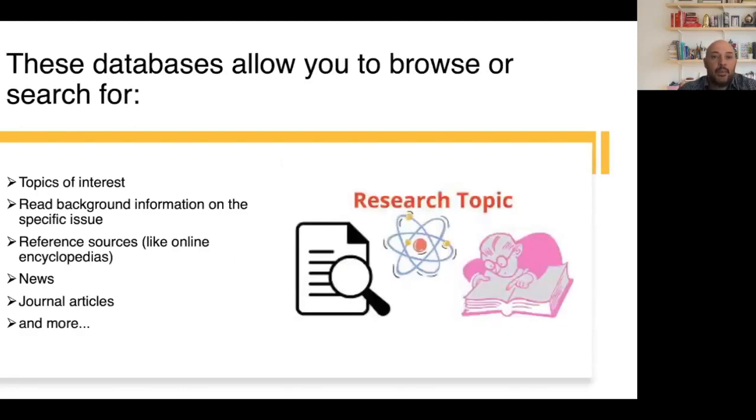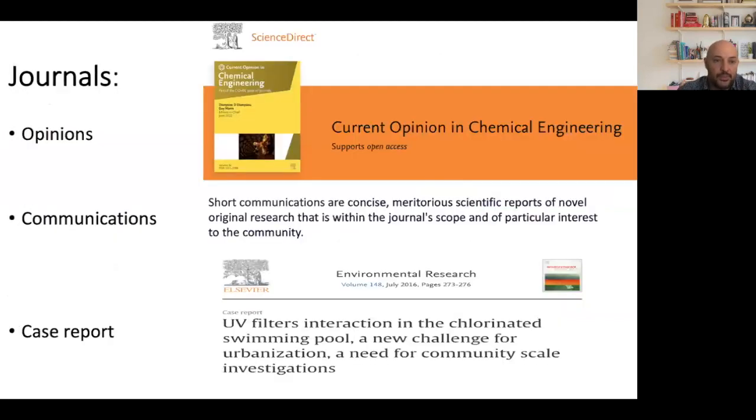So these databases allow you to browse or search for a topic of interest, and read the background information on the specific issues that may have caught your attention, and reference sources. You can see what those reference sources have been mentioning about those things. Are they reliable sources or just white papers? Sometimes white papers bring up some good issues that have not been researched. Also, sometimes it's not financially possible to do those researches, but at least you can get some impression of those researches, news, journal articles, and many more that will help you to develop your research.